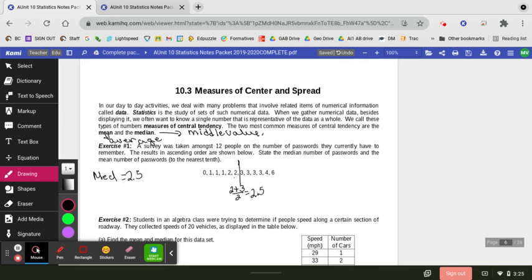Our mean, we're going to add those all together, 29, and we divide that by 12 because there are 12 data pieces. And our mean is 2.4 when we round to the nearest tenth. So our mean and our median in that scenario are rather close to each other.